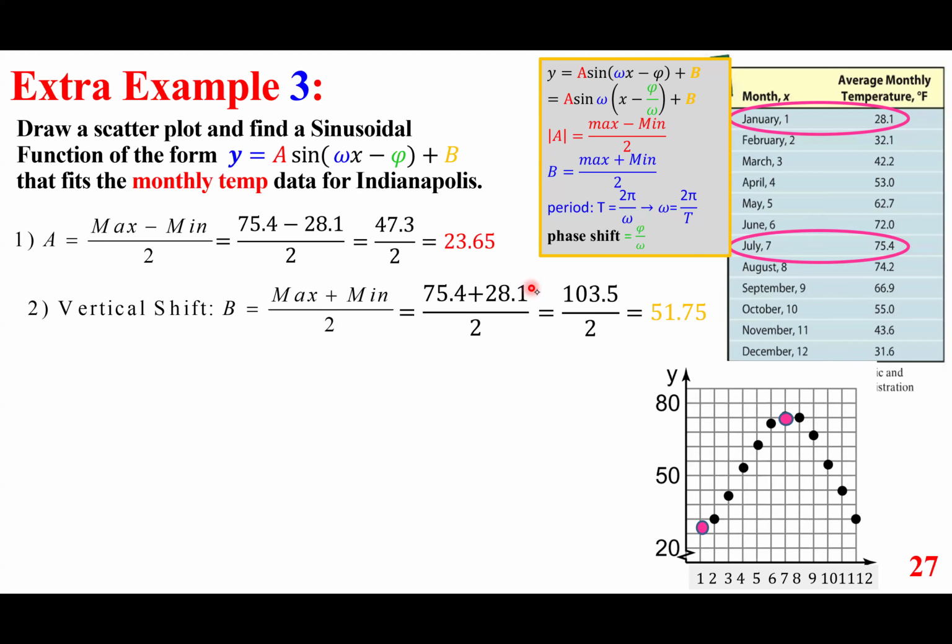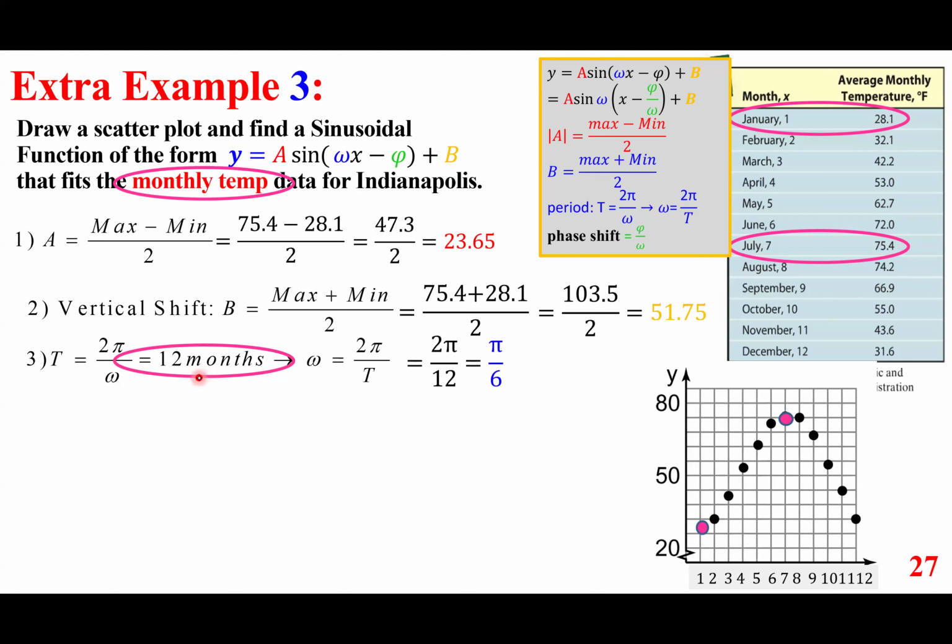T is 2 pi over omega, and the period, we're talking about a yearly event, we're talking about 12 months. January, February, all the way to December. So I hope you recognize that we are using 12 months, right? Monthly temperature in a year. So we're going to divide 2 pi by 12, gives us pi over 6.